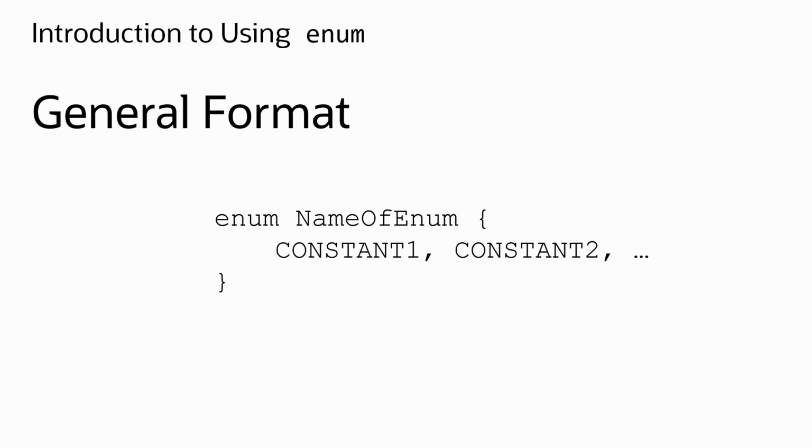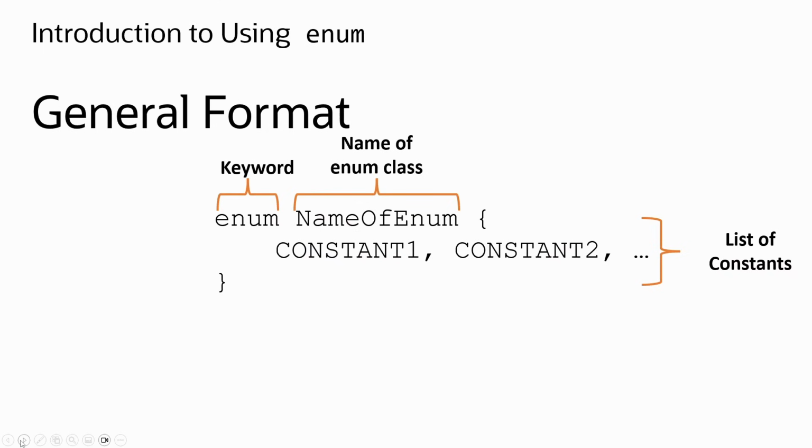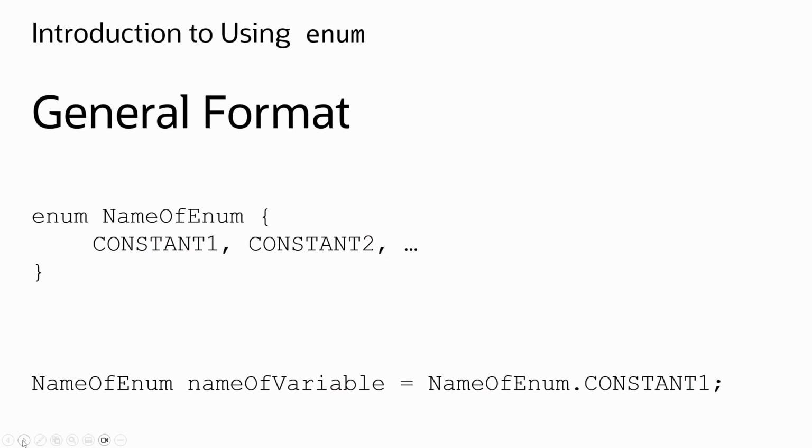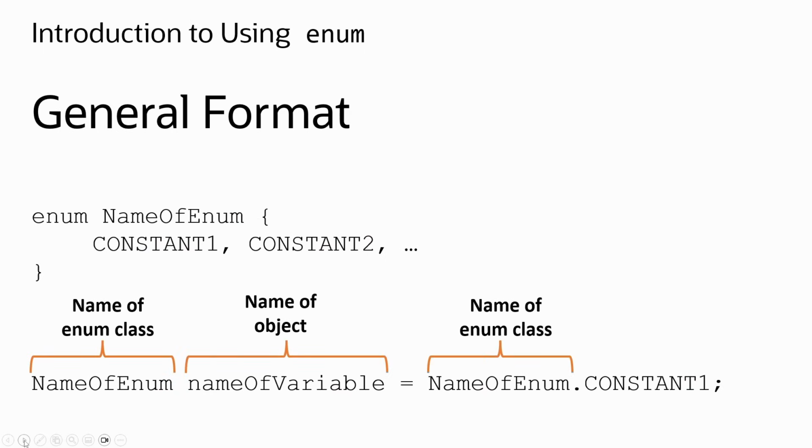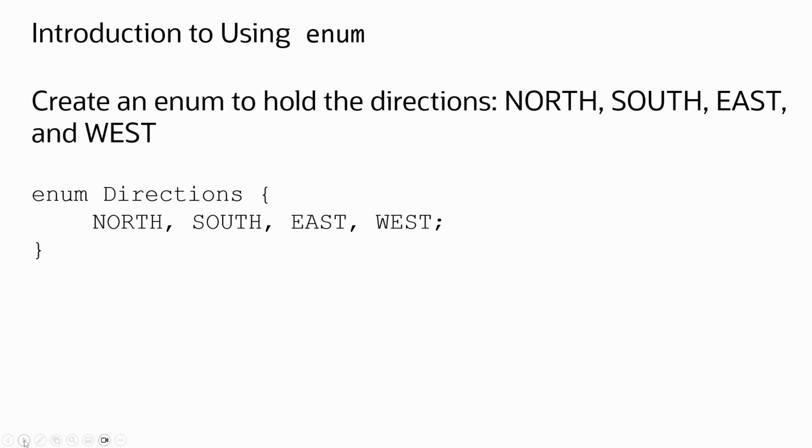The general format for an enum is as follows. We start with the keyword enum. Then we use the name of the enum class, followed by braces and a list of constants that can be assigned to the enum. When we create a variable of that type, we're going to use the name of the enum, the name of the object, equals the name of the enum class, dot operator, and the constant value we want assigned. Let's look at an example.